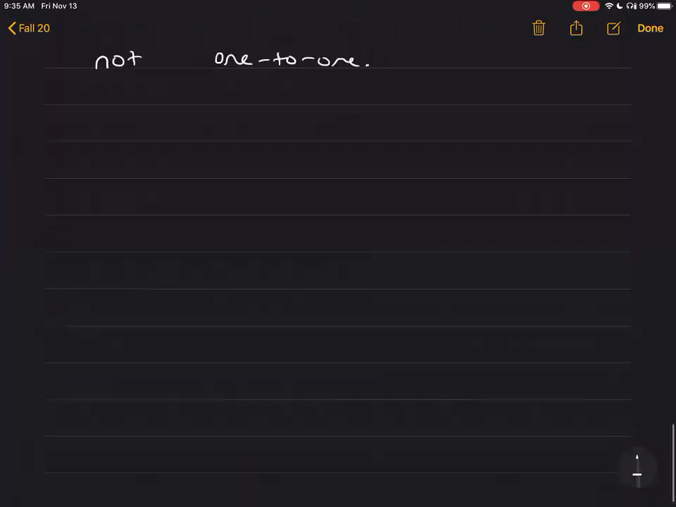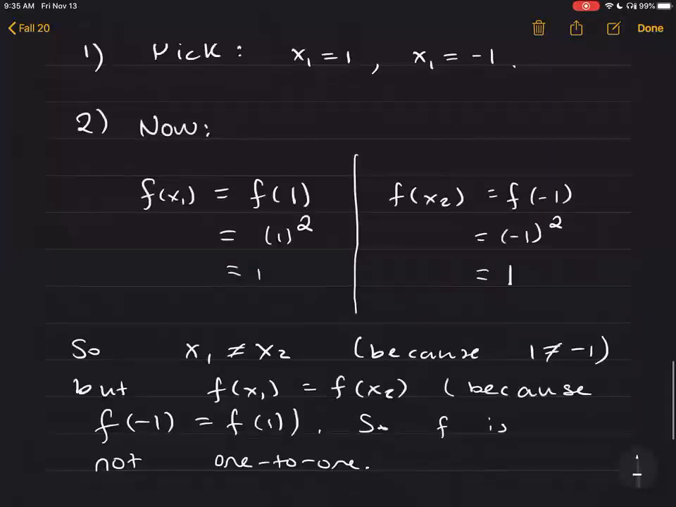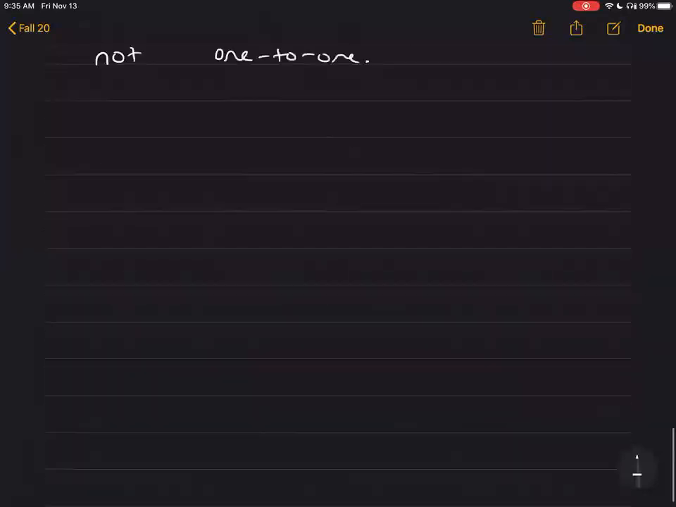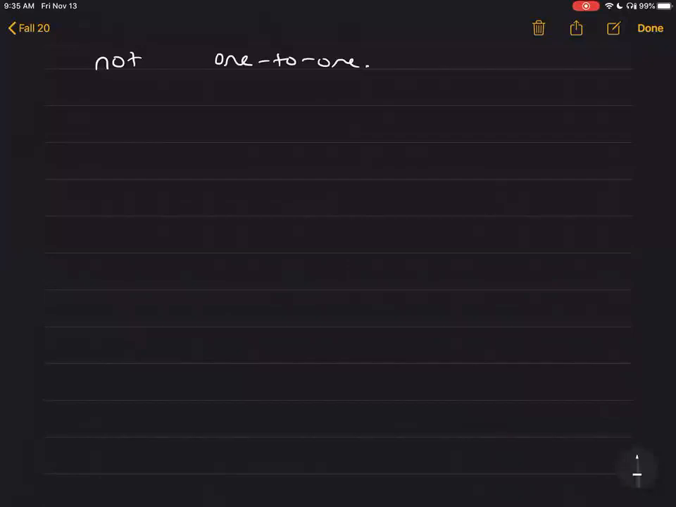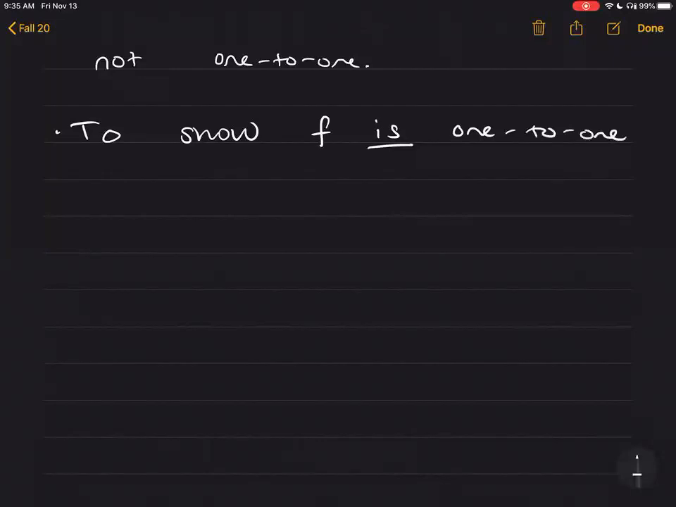Okay, so that was trying to show f is not 1 to 1. But what if we look at a function and we think this is 1 to 1? Well, how do we show that? To show f is 1 to 1, here are the steps you take.